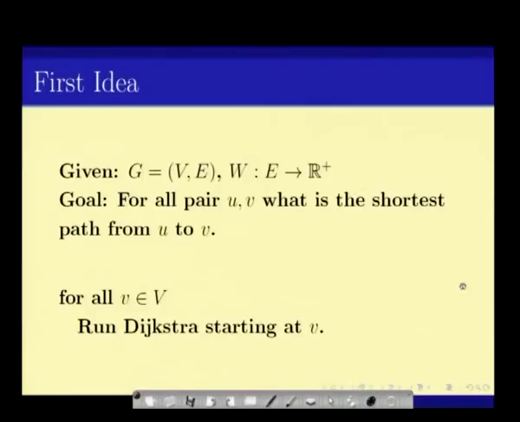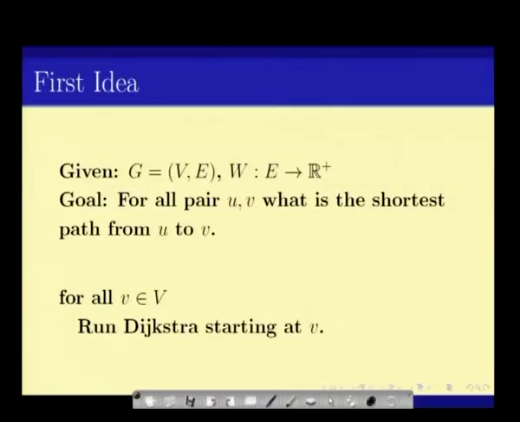So, how can we do it? Of course, the first idea is to run Dijkstra. Dijkstra gives you the shortest path from a source S to any vertex. Now, I can change this S. So, for every vertex v in the vertex set, we can start a Dijkstra starting at that vertex v. And when we do that, we will get the shortest path between any two pairs of vertices.